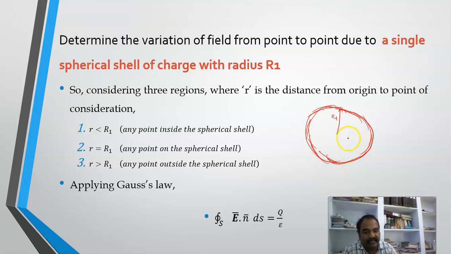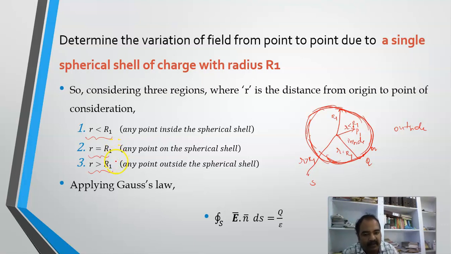Either any point inside the spherical shell, this is inside, this is on the spherical shell, and this is outside the spherical shell, right? If I consider this point P1, it is at a distance R, where R is less than R1. If I consider this point Q, where R is equal to R1. If I consider this point S, R is greater than R1. So three different points: one inside the spherical shell, one outside, and one on the spherical shell.